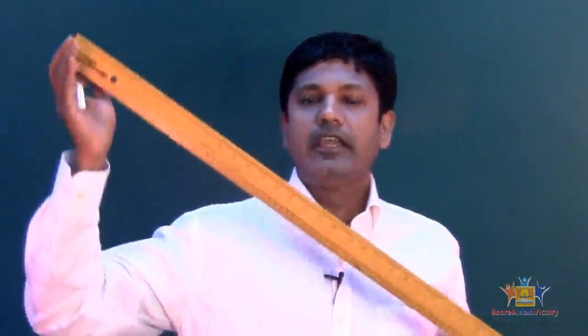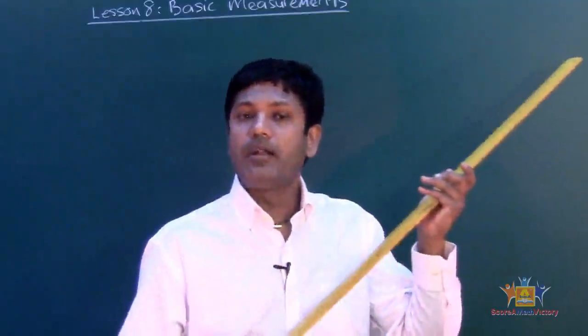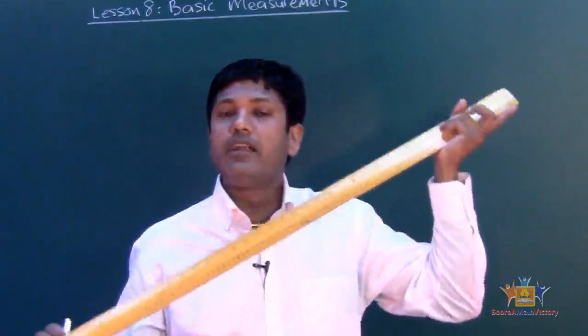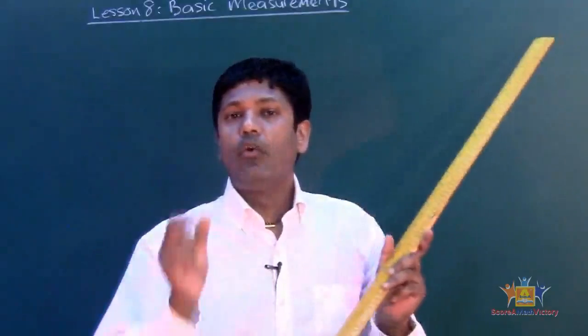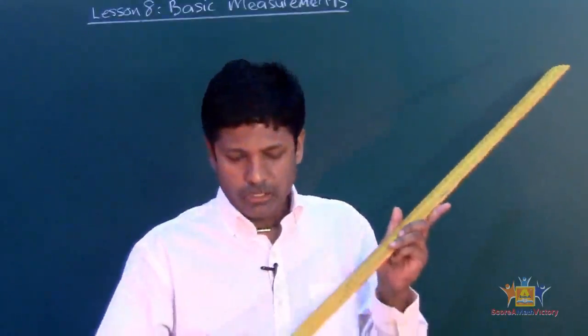Okay, let's take this straight edge. Now this straight edge, the length is 1 meter. So that means this is the length of 1 meter. Now as you look at this 1 meter, it's been broken up into 100 parts. These 100 parts that have been scaled in this 1 meter each represent 1 centimeter.